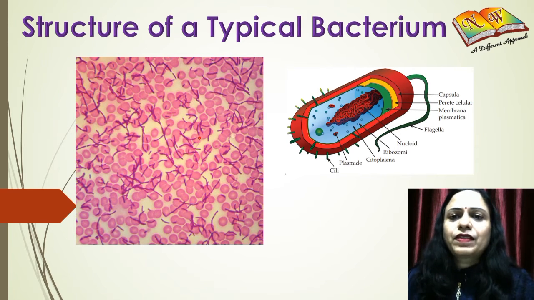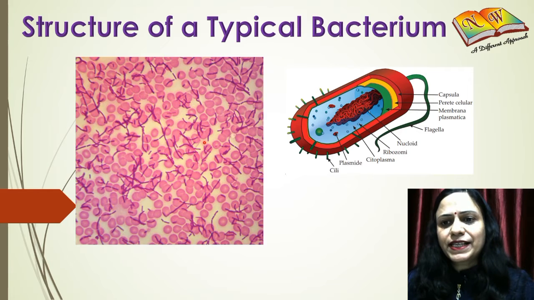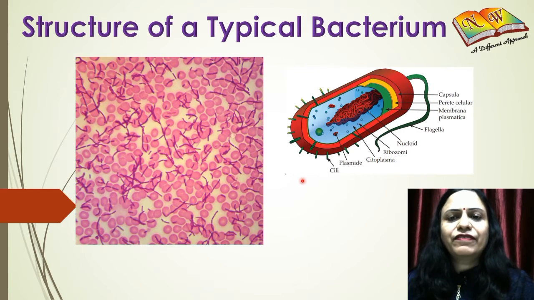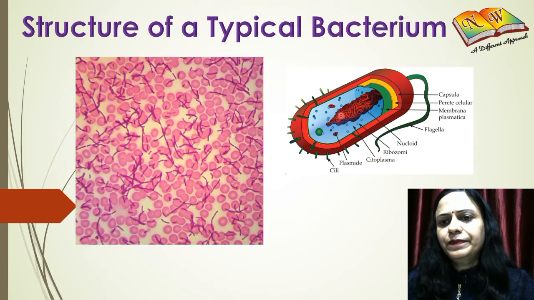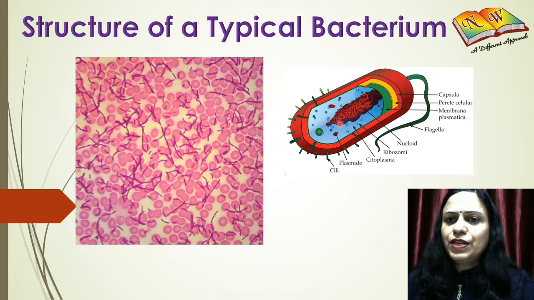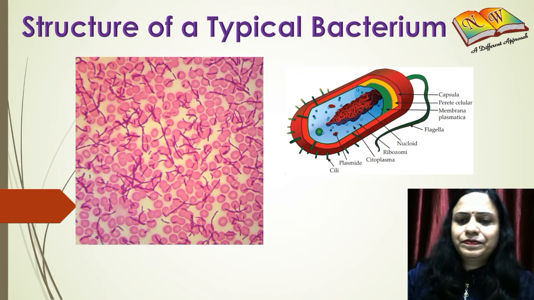On the whole, the bacteria is considered to be a prokaryotic cell because it does not have a nuclear membrane around its nucleus. So as you can look in this figure, this is just the genetic material of the bacteria, which is lying loosely embedded in the cytoplasm without any nuclear membrane. That is why bacteria are considered to be prokaryotic organisms.